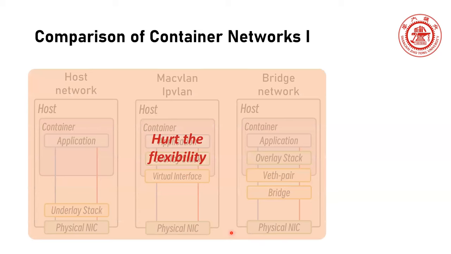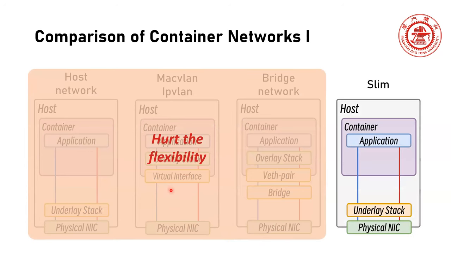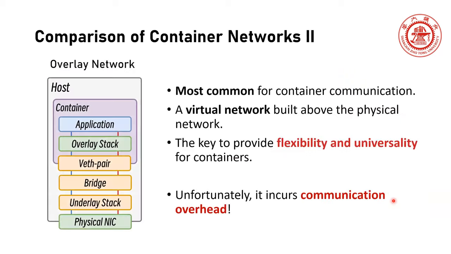In conclusion, all of these three networks can offer near native performance, but hurt the flexibility of the application and the underlying network. Another choice from the academic community is Slim. It shares the socket of the root namespace to the container. Thus, the containers can use the underlay stack directly. It can also achieve performance close to the bare metal network, but it only supports connection-based protocols, for example, TCP. Another common choice is the overlay network. It builds a virtual network above the physical network, which provides full flexibility and universality for containers, but it incurs significant communication overhead.